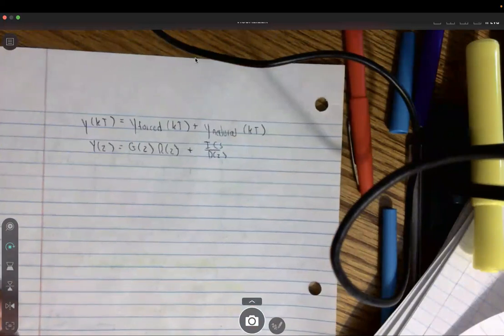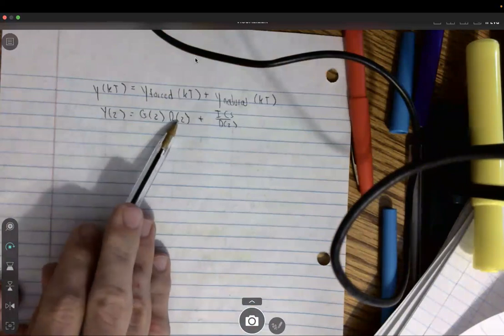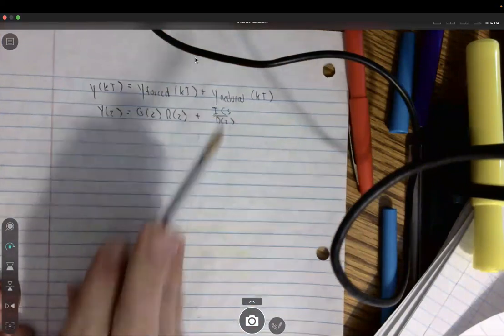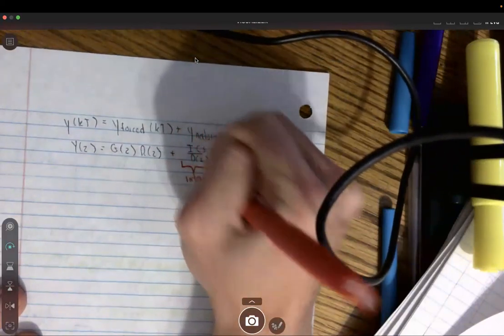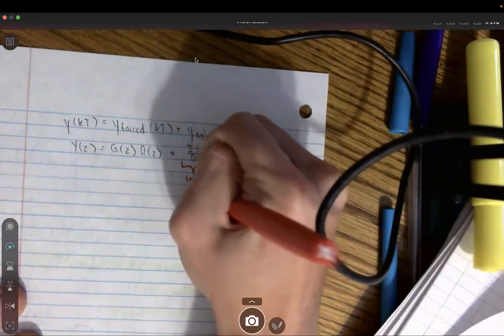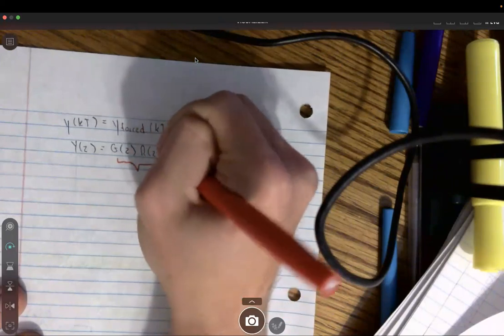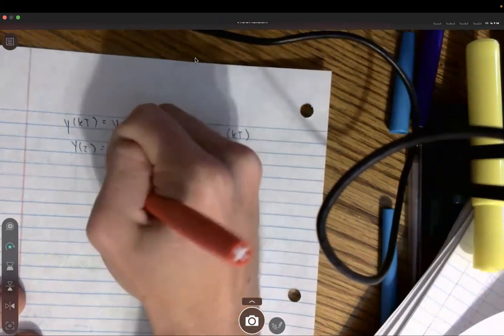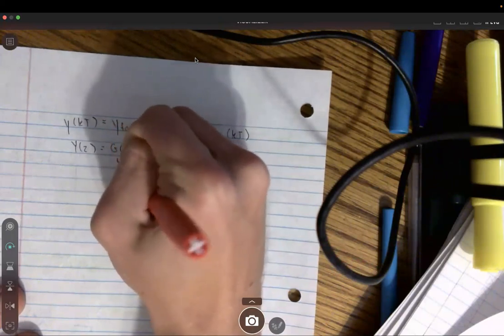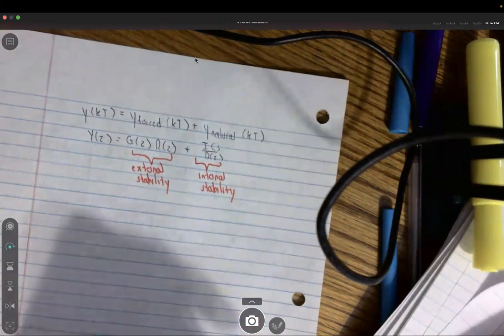When you're talking about internal stability, you're looking at the natural response. So this is your internal stability; you're only looking at the natural response. But when you're looking at your external stability, you're looking at the external input, so your R(z). That makes sense, right? You're looking at what's externally coming into the system, so if you're applying a step or a ramp. That's considered our forced response.